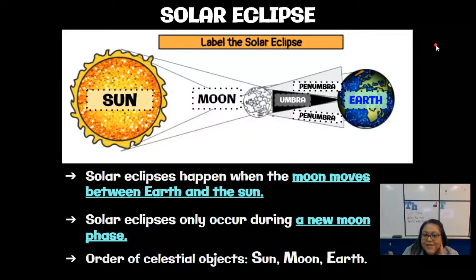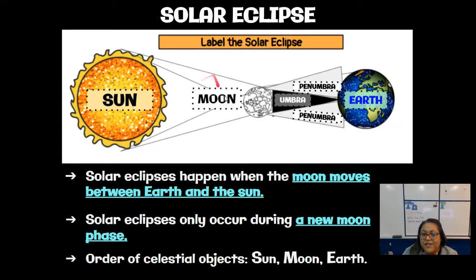So solar eclipses happen when the moon moves between the Earth and the sun. Solar eclipses occur during a new moon phase. And the only reason that's important to know, because obviously a solar eclipse is in the daytime, but it helps us remember the positioning because we should know that a new moon is nearest to the sun. So if I always remember solar eclipses are like new moons, then I remember the order is sun, moon, Earth. So SME instead of SEM, this is SME.